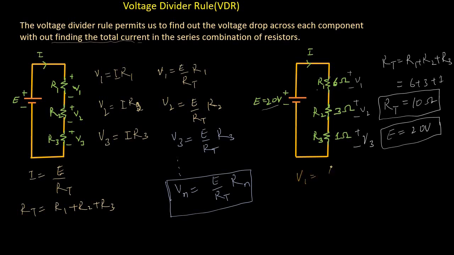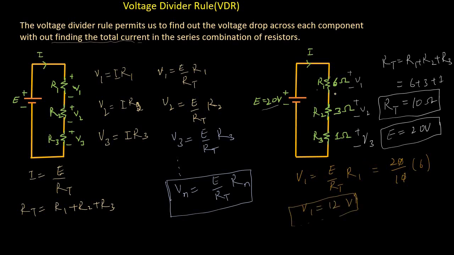V1 equals E divided by RT into R1. E in this case is 20 volts divided by RT, which is 10 ohms, and the resistance of the first resistor is 6 ohms. After calculating this, the zero cancels the zero, so V1 equals 12 volts.